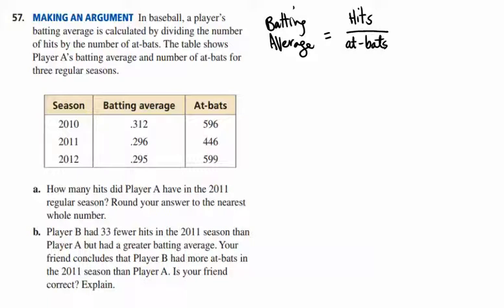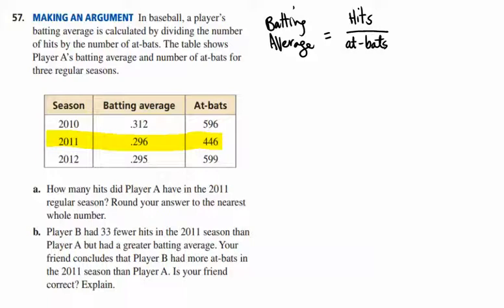Alright, so let's see what we have here. In part A, we're asked how many hits did player A have in the 2011 regular season. So all of these statistics are for player A. So we're first interested in the 2011 season. Now remember, we know that batting average is hits over at-bats, and again we have three quantities and we're given two, so we can solve for the third.